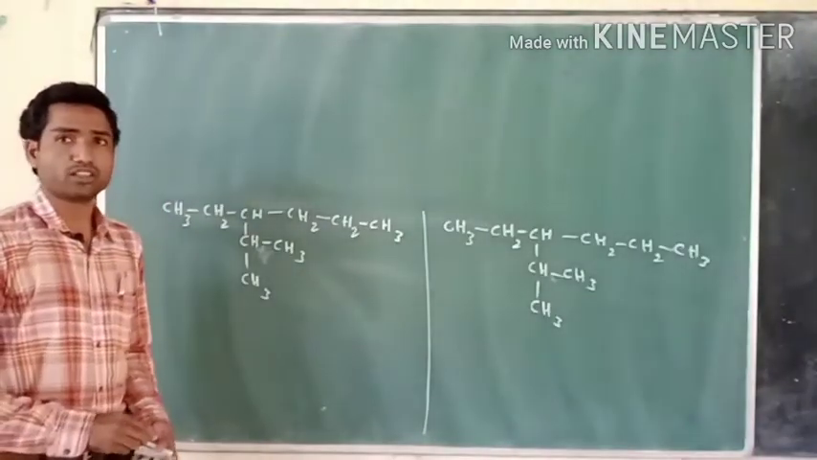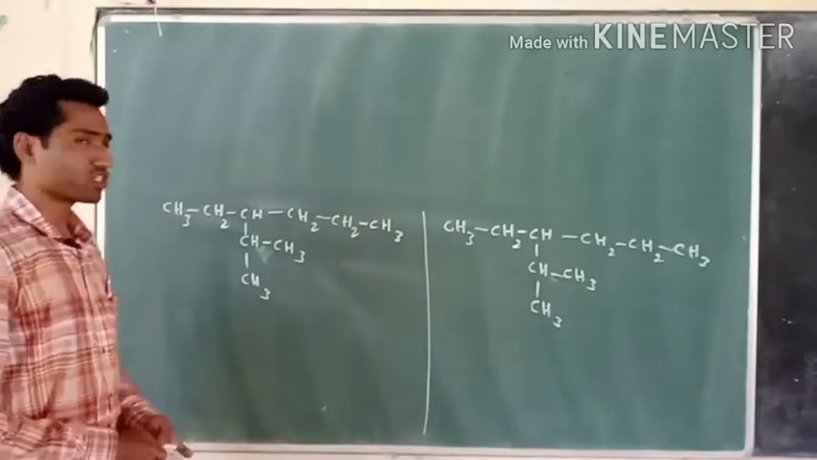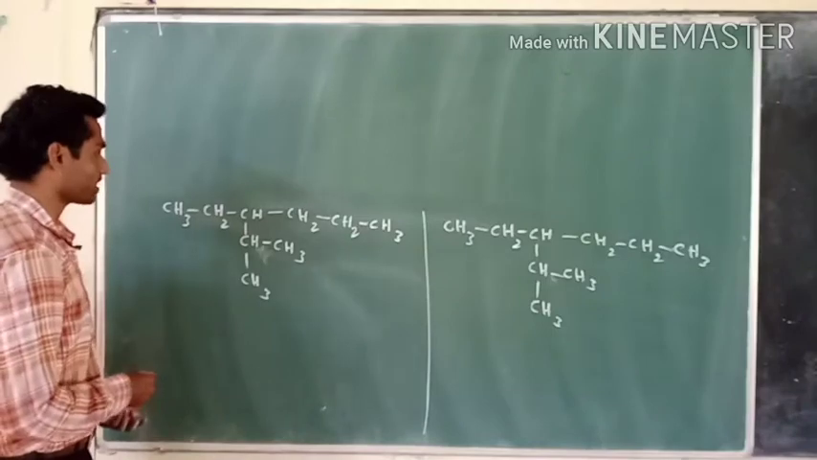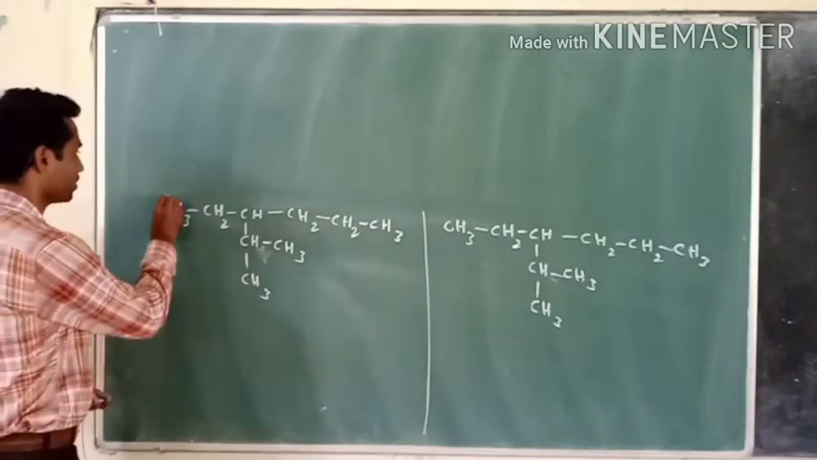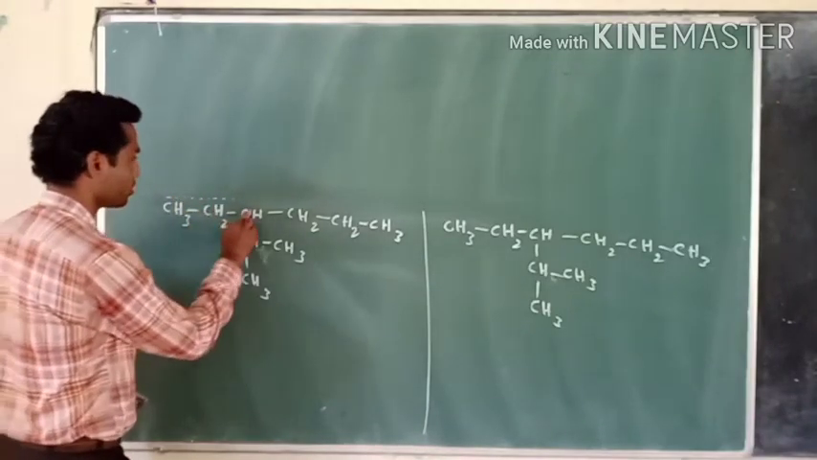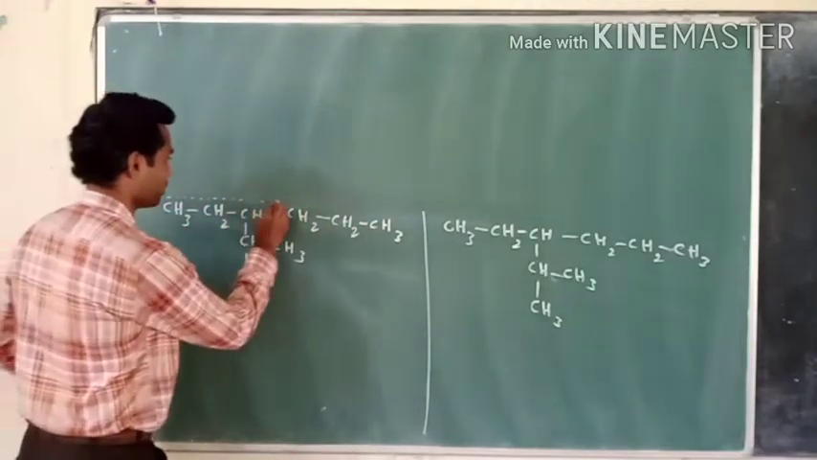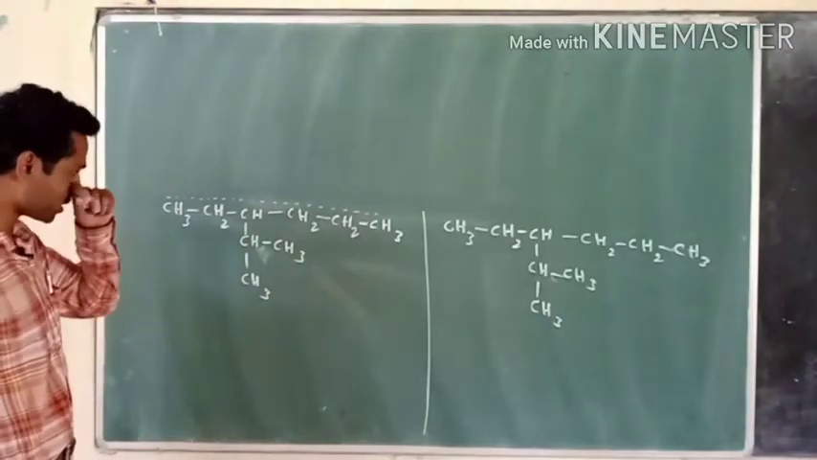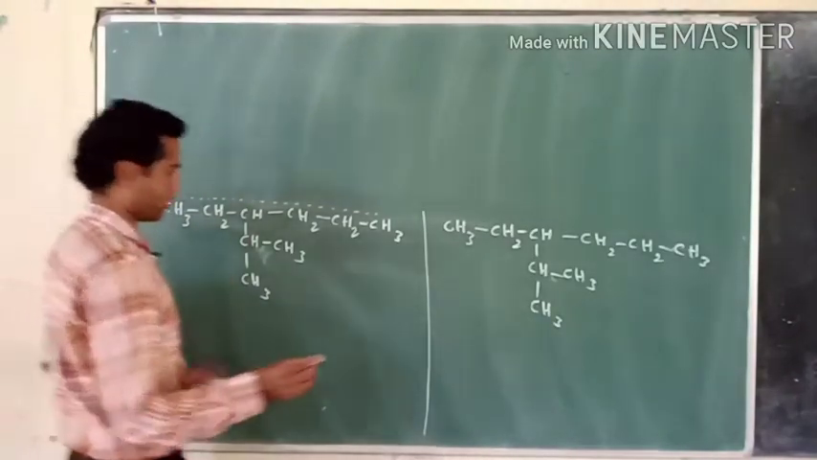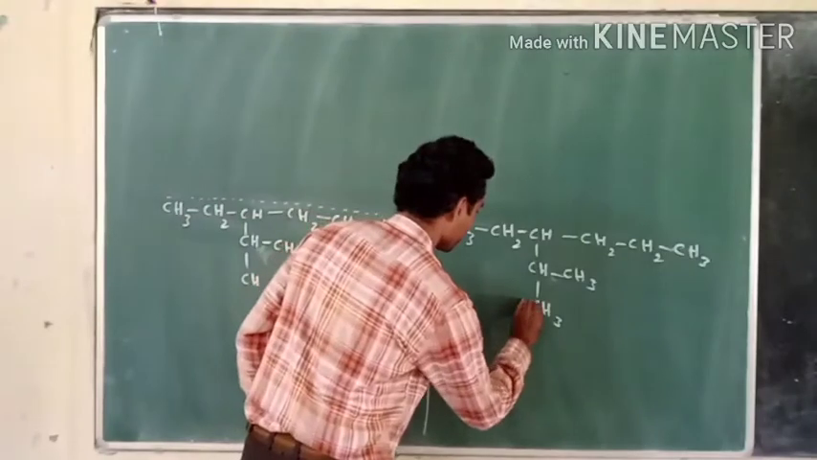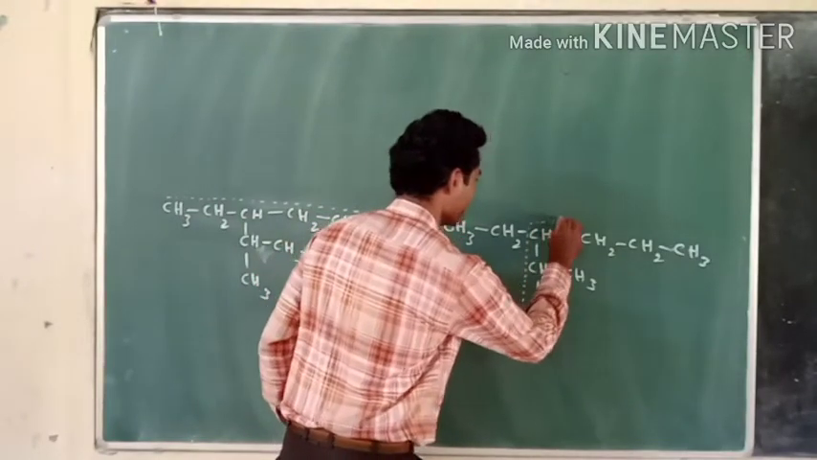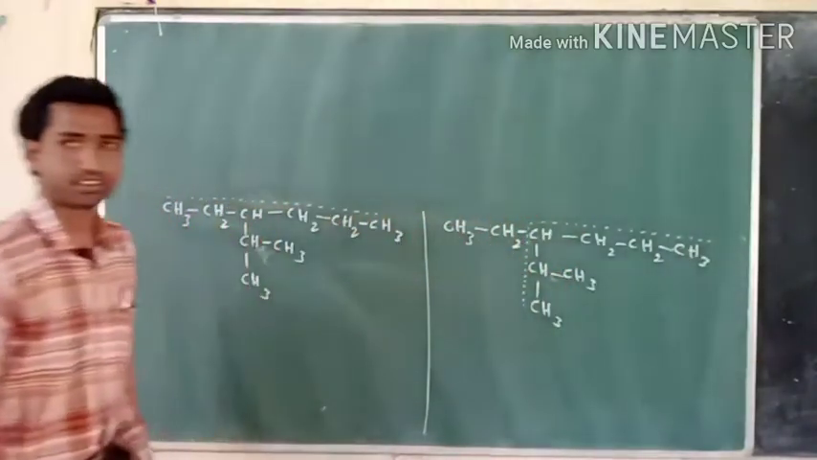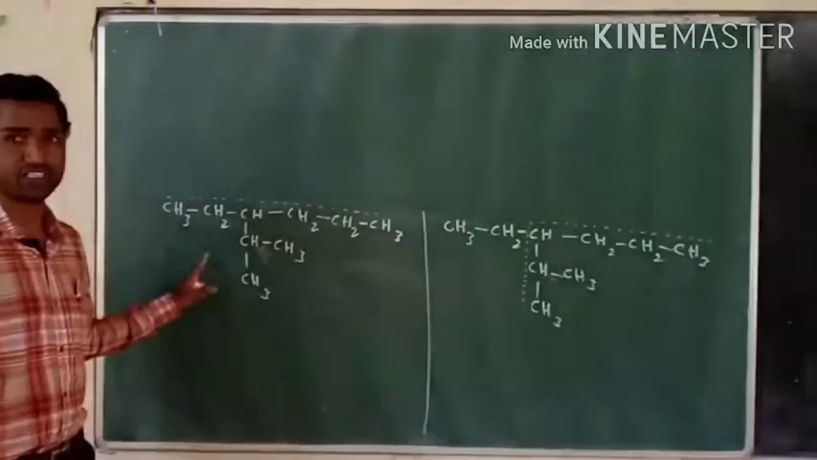So this is the molecule. The first main rule is to identify the longest carbon chain. Just observe this: 1, 2, 3, 4, 5, 6. This is one longest carbon chain. One more longest carbon chain is here. Just observe this molecule, the same molecule I have written here. So this can also be a longest carbon chain. There are 2 possible longest carbon chains in this molecule.